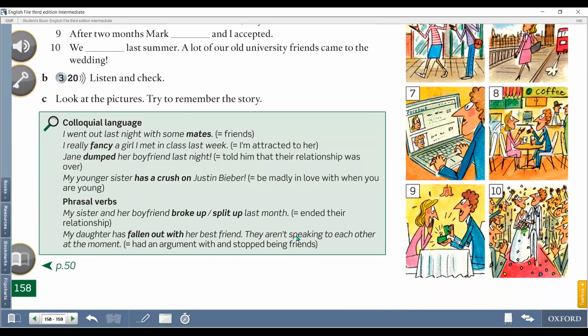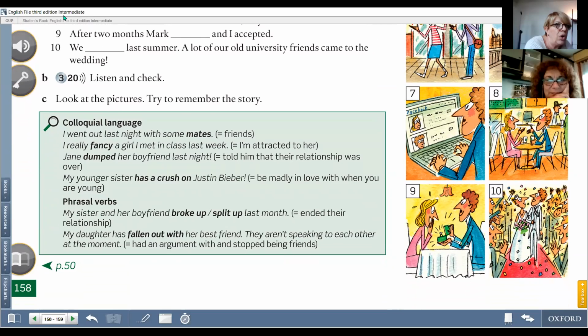So, Myla, could you please read this green box about colloquial language? I went out last night with some mates. Mates. Friends. Yes, very much use the word mate instead of friends. I really fancy a girl I met in class last week. Equal to attractive to her. To fancy somebody, okay, it's not just fancy food, but also you fancy somebody.